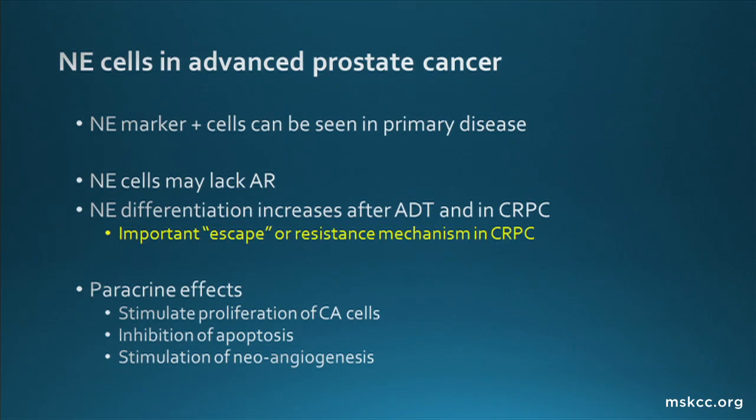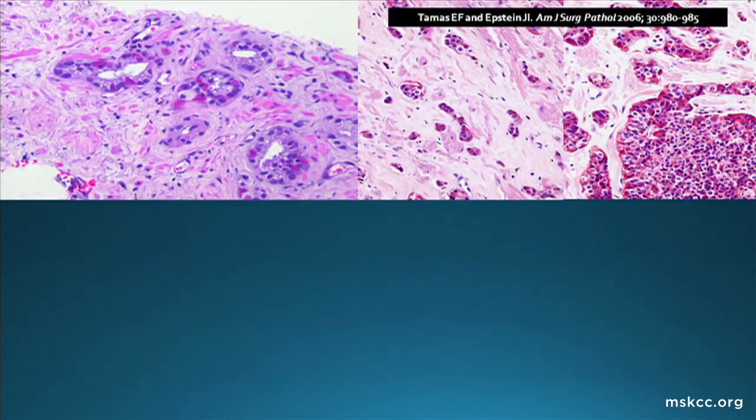However, more recent evidence suggests that neuroendocrine cells, at least in the advanced metastatic settings, can lack androgen receptor and may be an important escape or resistance mechanism to hormonal or anti-androgen therapy, androgen deprivation therapy, in the advanced setting. And we know that they can, because it's part of their innate function, have paracrine effects that would go towards creating an advanced or metastatic picture.